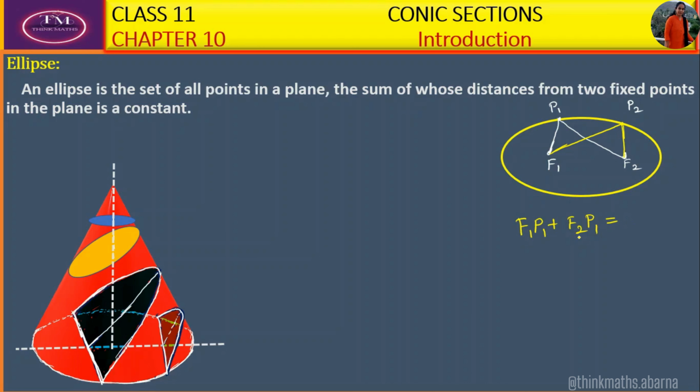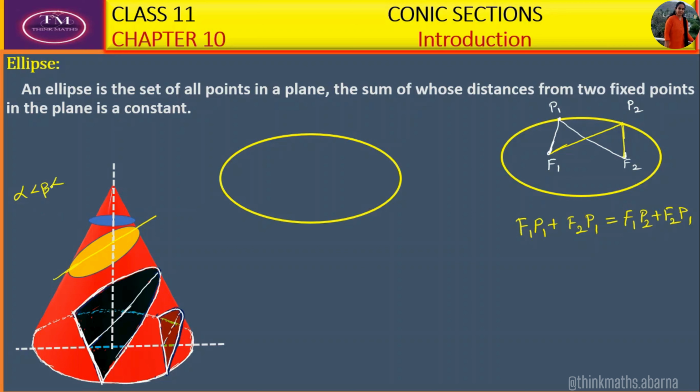That is, they are same. So this distance will be equal to the distance of another point. That is F1 P2 plus F2 P2, adding the yellow lines. Okay. So this is the definition for ellipse. Now we will derive the equation of the ellipse. So this is the shape of the ellipse. We will get the shape when we cut the cone here. That is when alpha is less than beta, less than 90 degree. Okay. So this is the angle condition for ellipse.